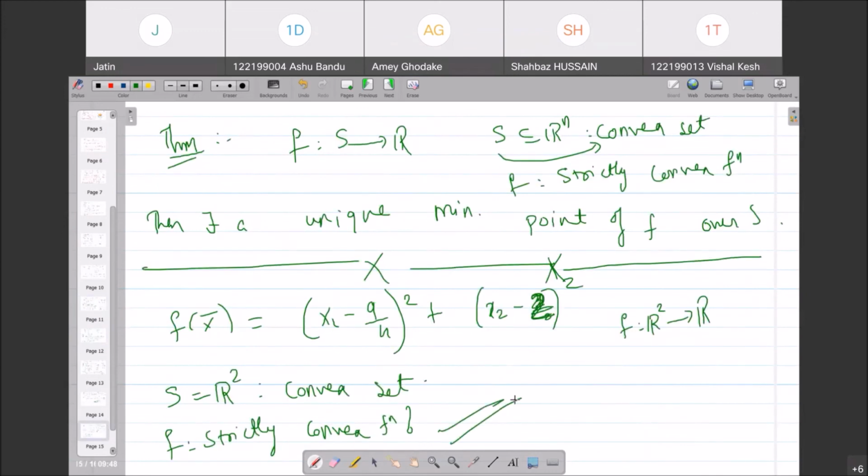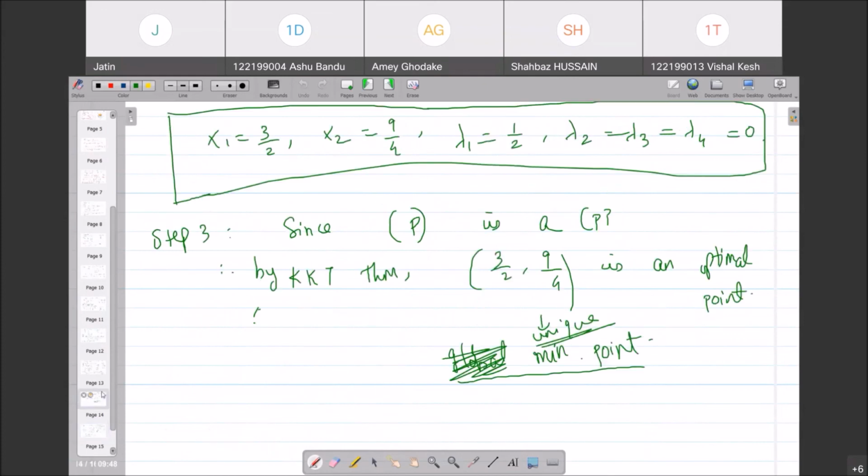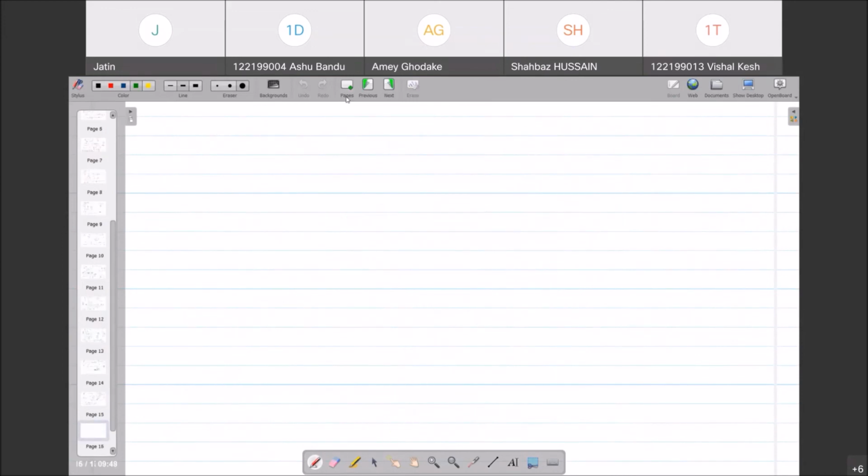So your S is a convex set, your F is a strictly convex function, therefore there exists a unique minimum point. We have already shown that this is a minimum point. So this has to be unique because it cannot have more than one minimum point. So one can say that this optimal point is a unique optimal point thanks to this theorem. Okay, good. So that was the upshot of this, why I was always stressing on CPP.